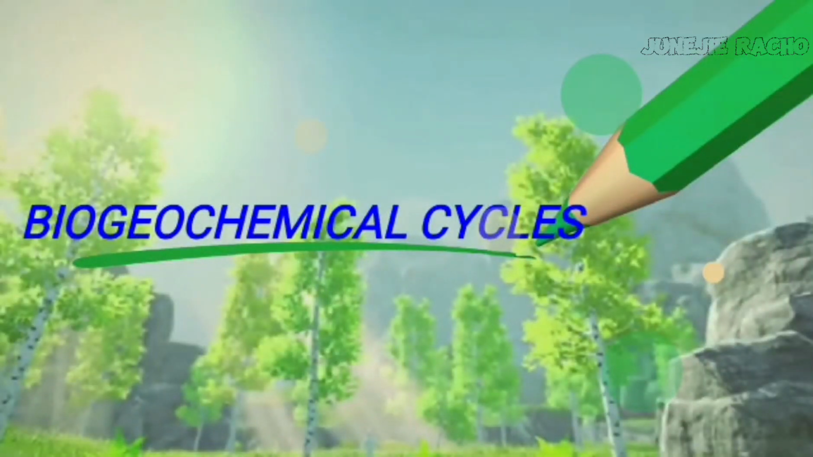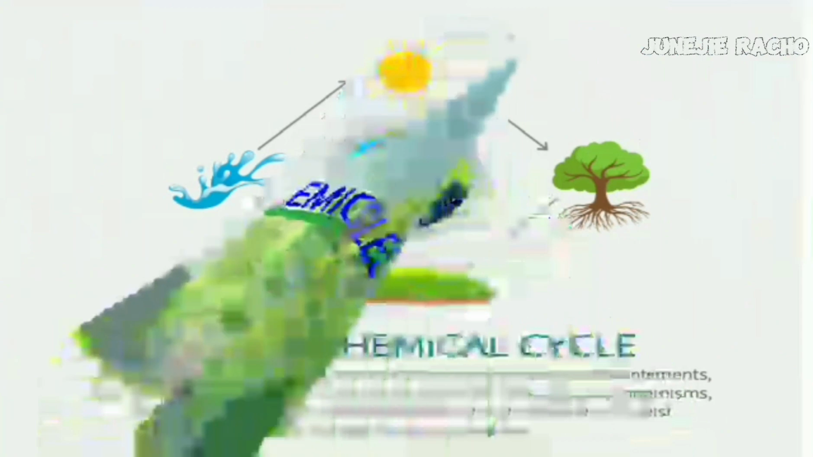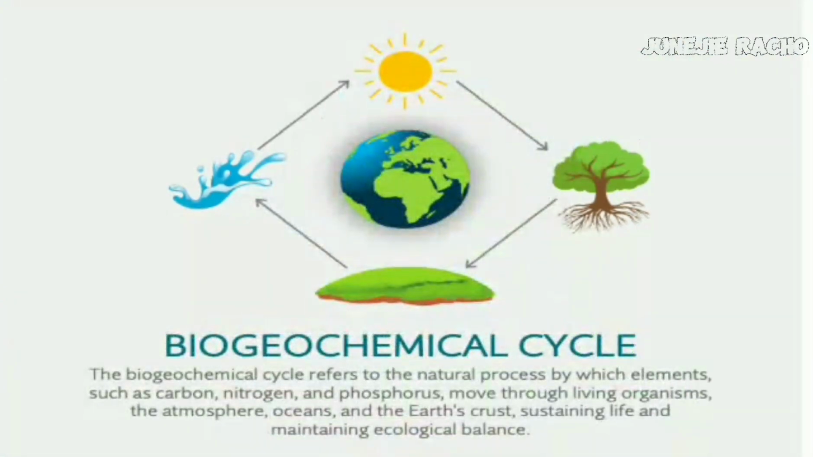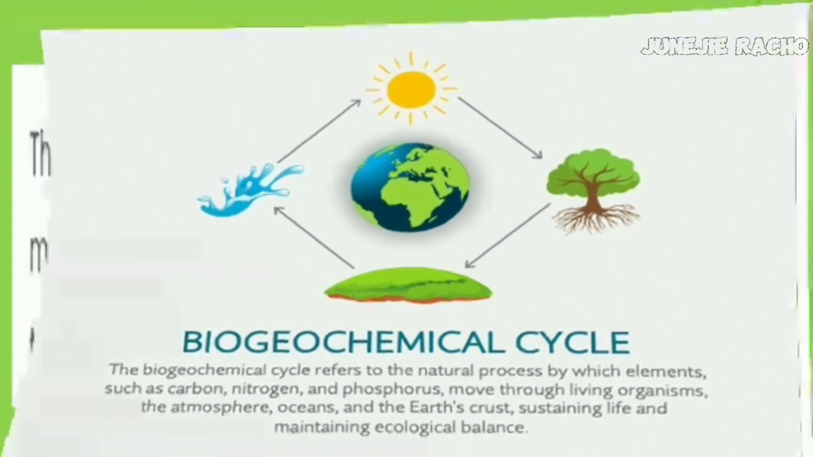I'm the first reporter. Our topic for today is all about biogeochemical cycles. So what is a biogeochemical cycle? The biogeochemical cycle refers to the natural process by which elements such as carbon, nitrogen, and phosphorus move through living organisms, the atmosphere, oceans, and the Earth's crust, sustaining life and maintaining ecological balance.